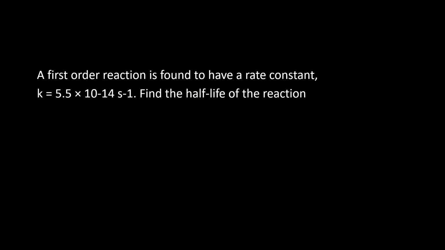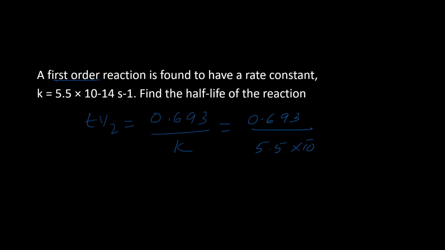So we are going to do a question. A first order reaction is found to have a rate constant, which is given. Find the half-life. That is easy. For a first order reaction, T half is equal to 0.693 divided by K. So we can substitute the value of K, that is 5.5 into 10 raised to minus 14 second inverse.